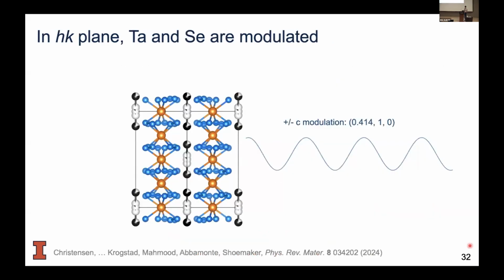This is what it looks like with just that modulation. To give you some idea of what's happening, the blue and yellow atoms are displacing along the C-axis, and that modulation is going in the HK plane. It has this kind of short modulation. It's completely unrelated to the charge density wave. It's going like √2 - 1, 1, 0 in that plane.